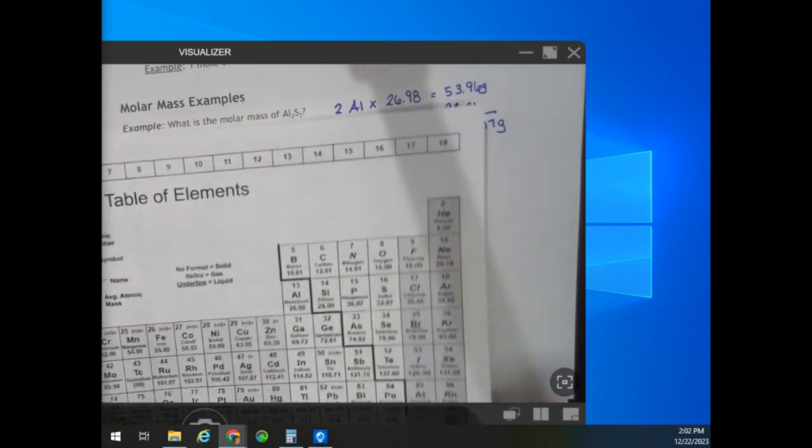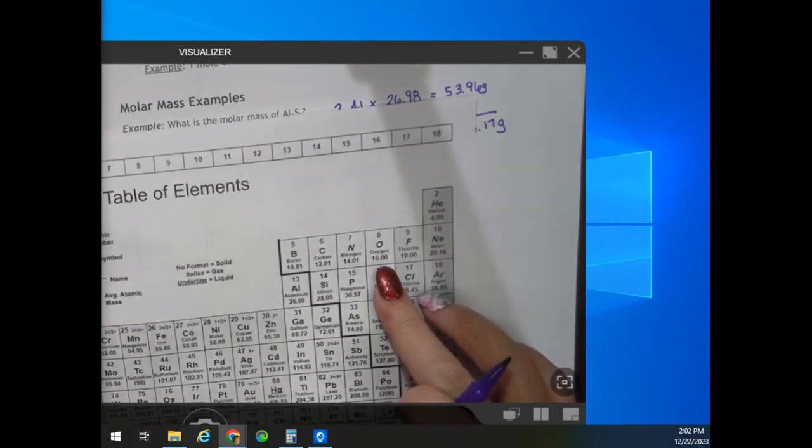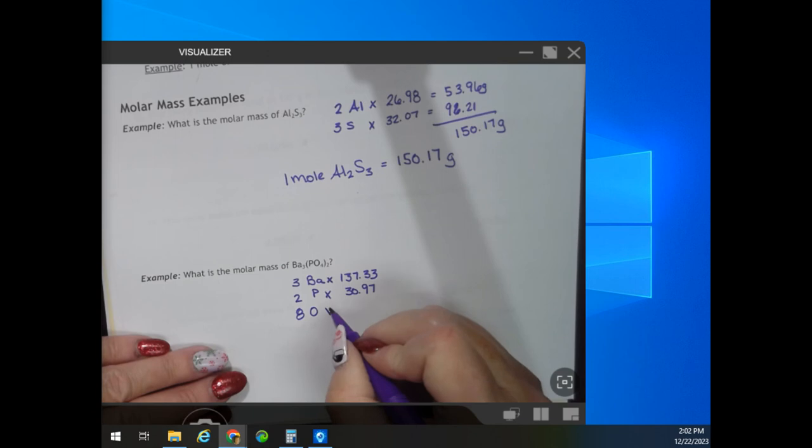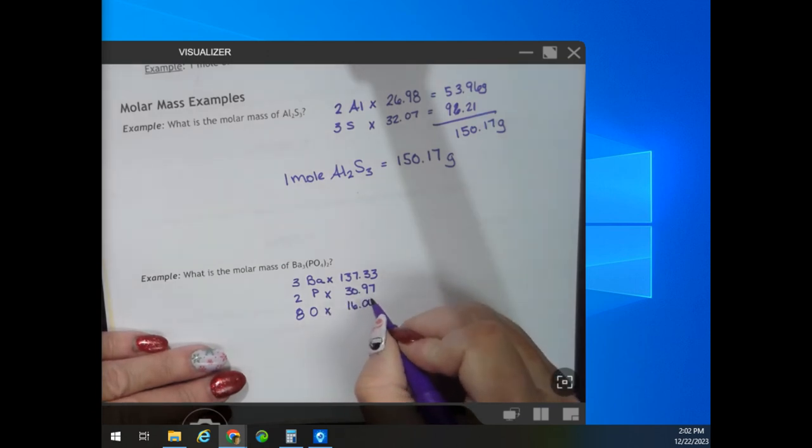And oxygen has a mass of 16.00. Believe it or not, you'll start to remember some of these. We use them so much.